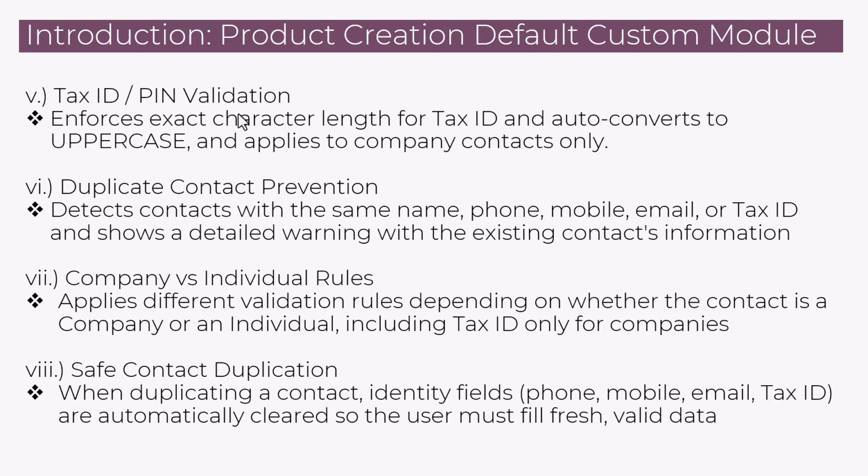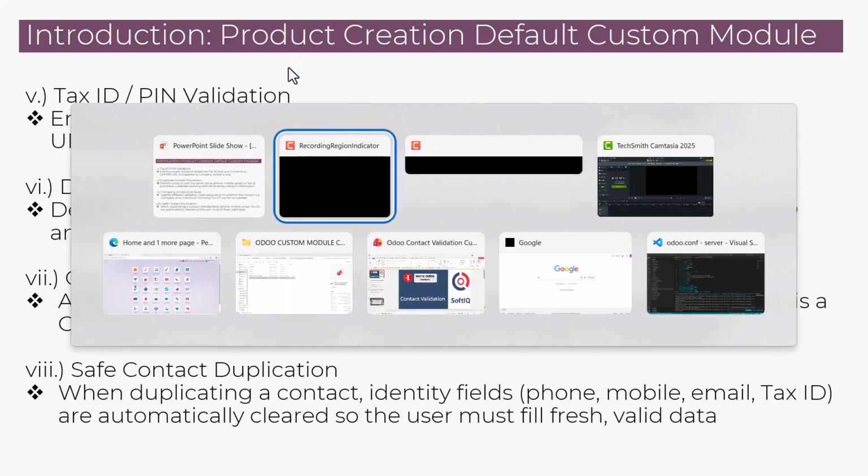There is also company and individual rules where, for example, you can say that the tax ID is mandatory for customers who are a company. And also there is safe contact duplication. So whenever you duplicate a contact, it removes the phone, mobile, email, and tax ID to ensure that the user must fill the data afresh. So we are going to jump straight into the system.